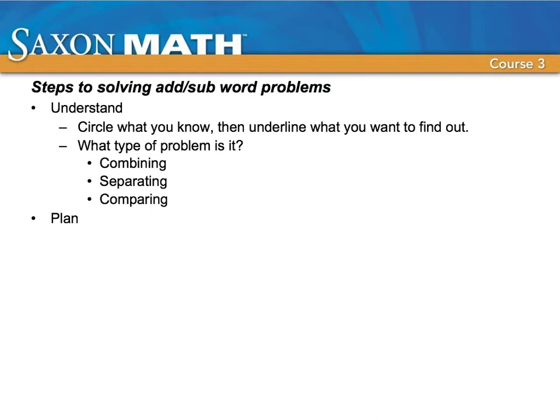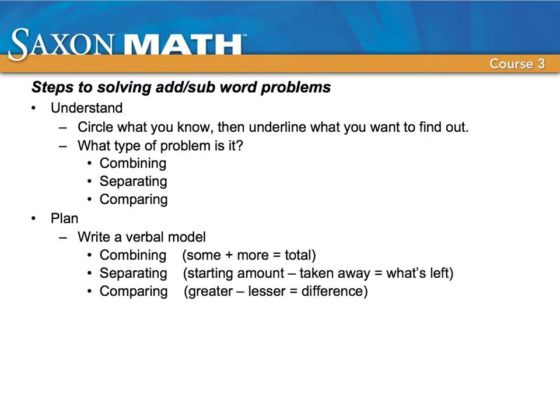Next is the plan. Just like show up, bring your tools, have a plan, like our rules in class. We have to have a plan for solving these word problems. First thing you do is write a verbal model. Your verbal model is just showing me what you're going to do to solve the problem, but putting it in words. For the three different types, there are different word problems you can have. If it's a combining problem, I'm starting with something, I'm adding more, and that's going to equal a total at the end. So combining is an addition problem.